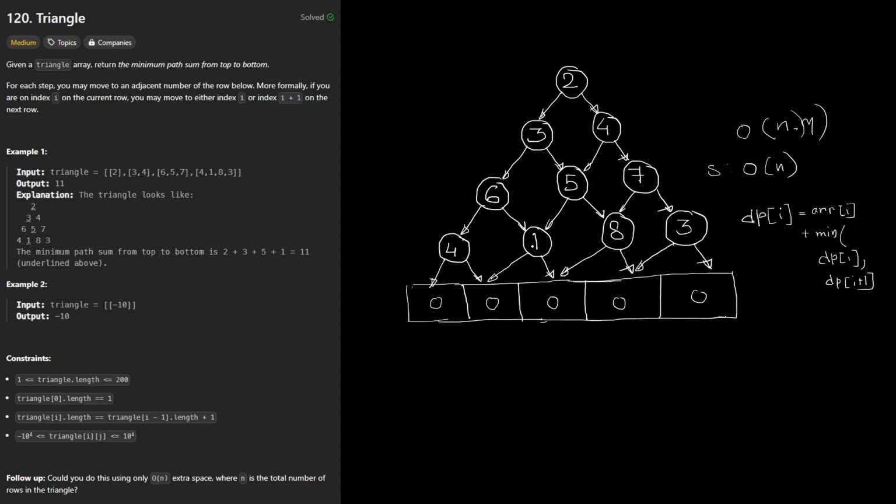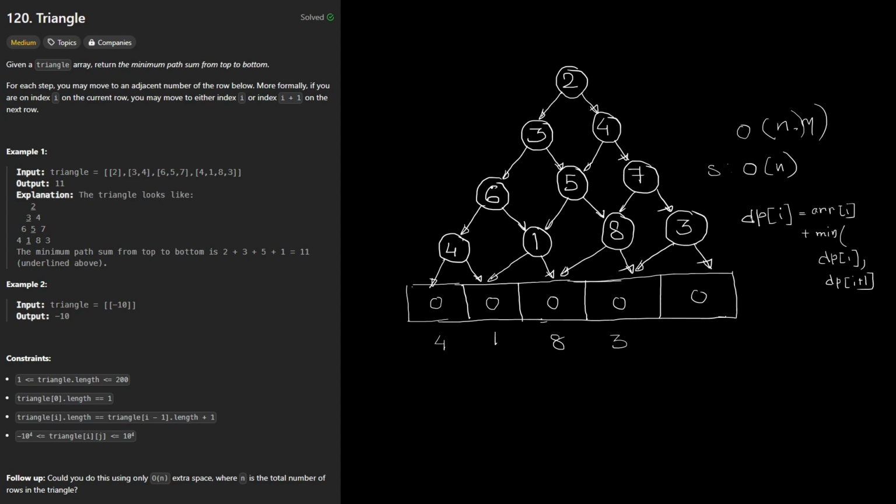Similarly, the 1 would be 1 plus the previous index values of 0 and 0. 8 would be the same and 3 would be the same. Now the question is, what would be the updated value of 6? We are going to store these into our dp. So after our first iteration, the dp would be 4, 1, 8, and 3.